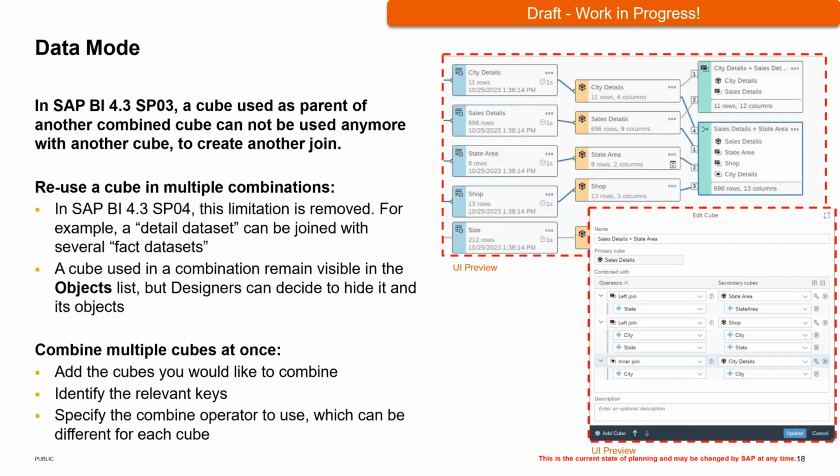And we also had a limitation where once you joined a microcube to another microcube as a parent or a child, you were not able to use that anymore for additional modeling capabilities in that same report. So we've undone that as well. So you can now reuse a cube in multiple different combinations. So it truly is even more robust and powerful than it was when it first started.